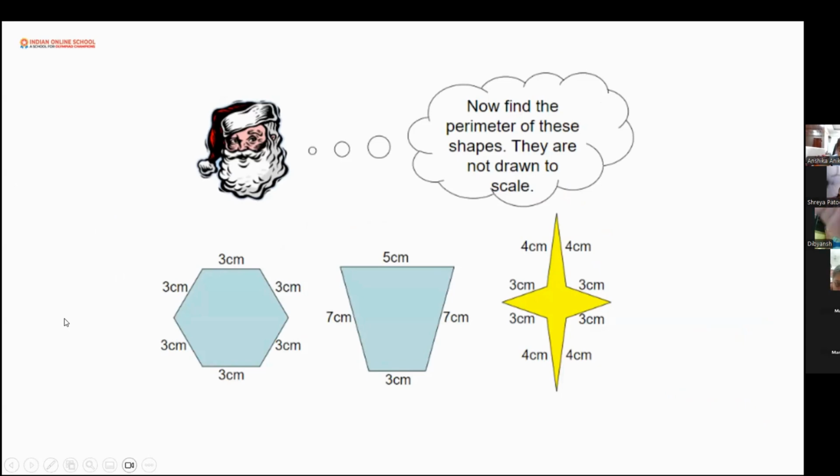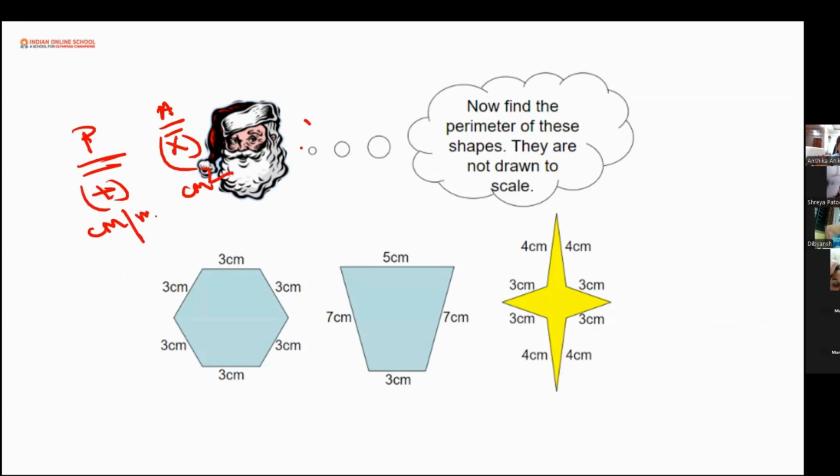Okay. And second point of difference is, since in case of area, you multiply, the unit is centimeter square. And since in perimeter, you add, it's simply the unit, centimeter or meter. Since in area, you multiply, it's centimeter square or meter square, square units. Because you're multiplying. And over here, since you're adding, it's simply the unit.